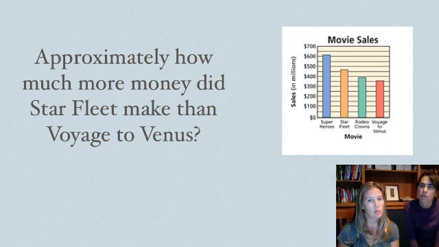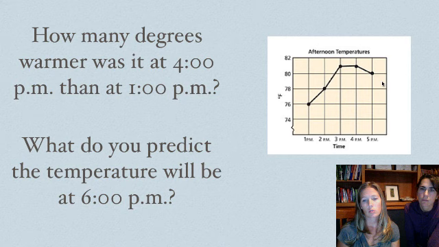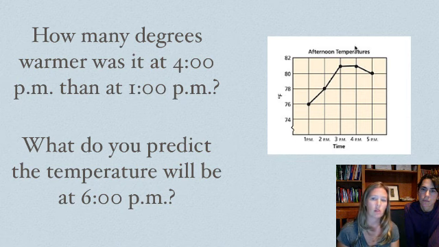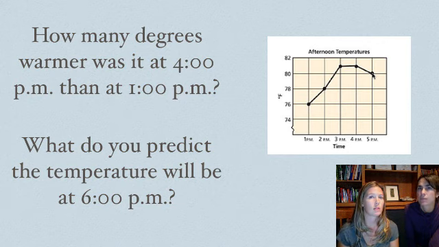And there's one more, a line graph. So here's a line graph of measuring temperature. So you're going to use this to answer these two questions. How many degrees warmer was it at 4 than it was at 1? So take a look at that and see how much warmer was it at 4 than it was at 1. And then the second one, it's not necessarily a right or wrong answer, but you can get close because it's a prediction. So what do you predict the temperature will be at 6? Our graph ends at 5. So if this trend were to continue, what do you think it would be at 6?